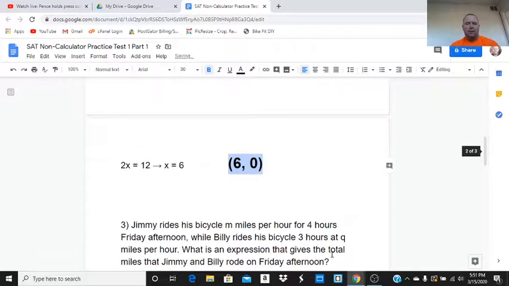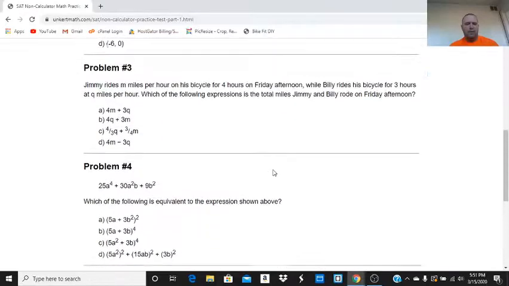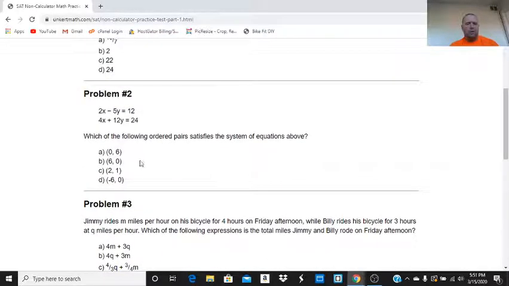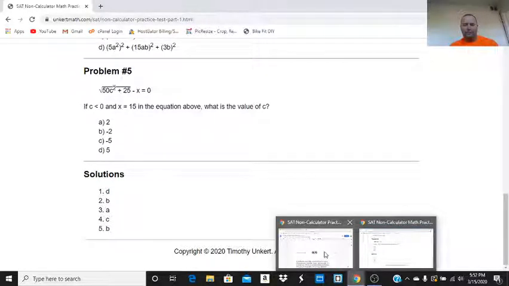Okay, so 6, 0 is our solution. Let's go back and look at the practice test. So that would be, let's see, is that B? Checking our work. Yes, it is. 6, 0. Just like the answer. Nice. Okay, let's get back to it.